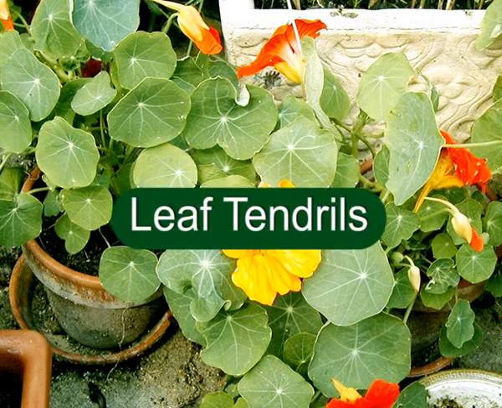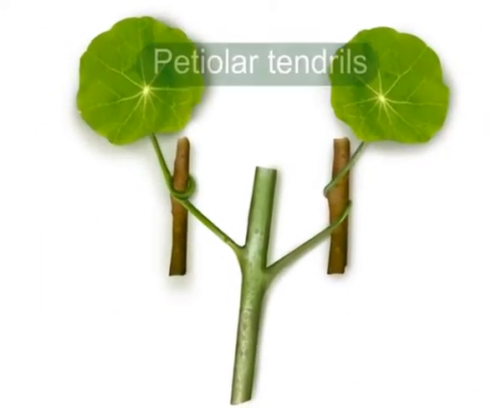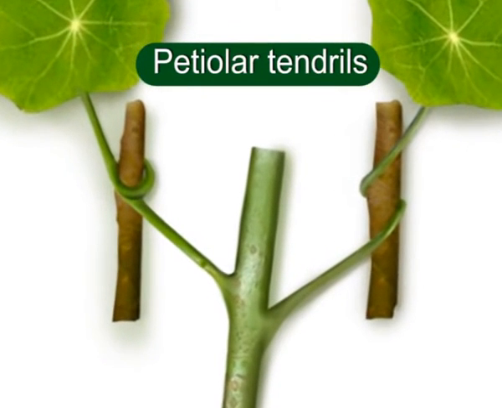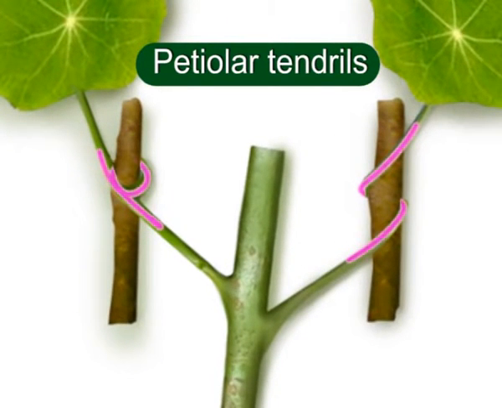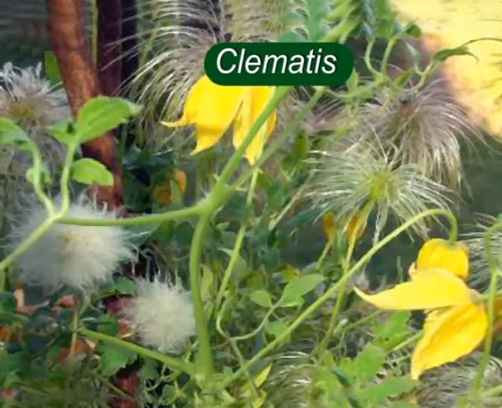Leaf tendrils are of different types depending on the modified part. For example, in Petiolar tendrils, the petiole is modified into tendril, as the name suggests. Petiolar tendrils are found in plants like Nasturtium and Clematis.